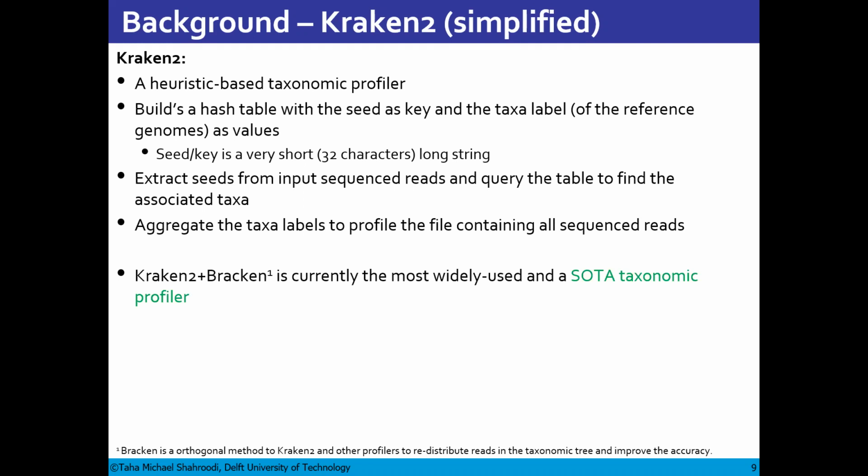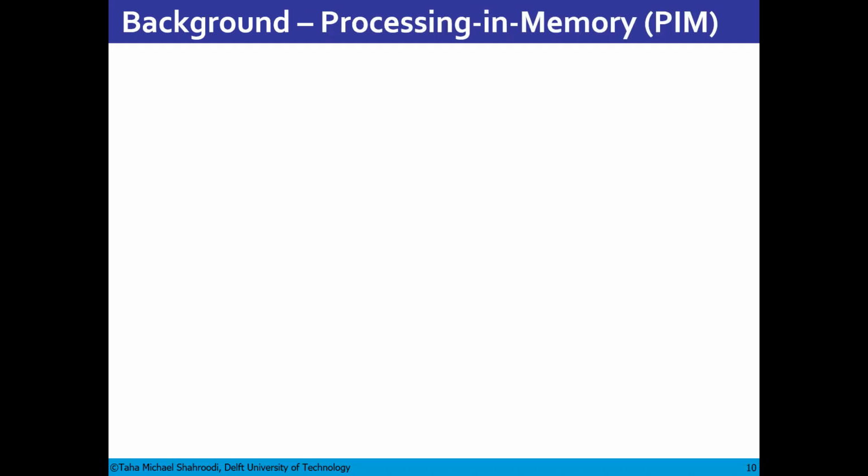I want to quickly note that we typically use Kraken 2 with Bracken, which is an orthogonal method to Kraken 2 that we apply as post-processing to improve profiling accuracy. This combination, or Kraken 2 in particular, provides high accuracy, fast profiling, and reasonable memory utilization. Now let's switch quickly to the PIM paradigm and define that one as well.